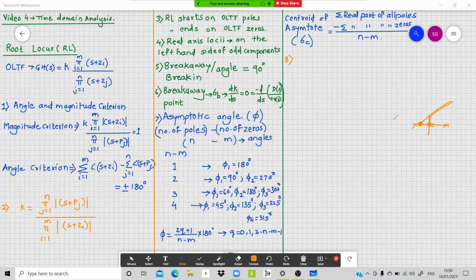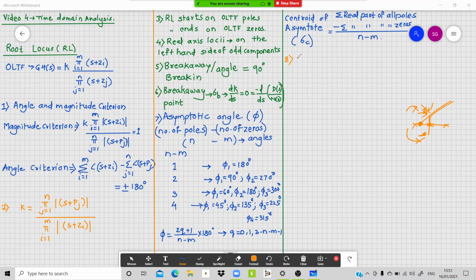Now the next thing is, this is all about the real axis, right? But if your poles or zeros are complex, and if a branch is going to start from this, at what angle will it start, or if zeros are there, at what angle is it going to end on it? How it is going to end, we don't know. So that is called the angle of departure or angle of arrival.